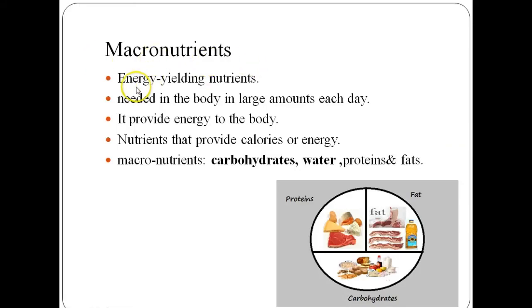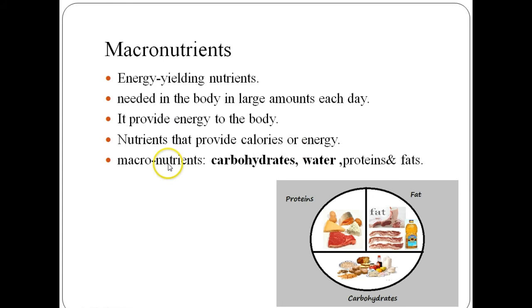Macronutrients, also known as energy yielding nutrients, are needed in the child's body in large amounts each day. Since macro means large, macronutrients are nutrients needed in large amounts. They basically provide energy to the body. Thus, macronutrients are nutrients that provide calories or energy. They are substances needed for growth, metabolism and for other body functions.